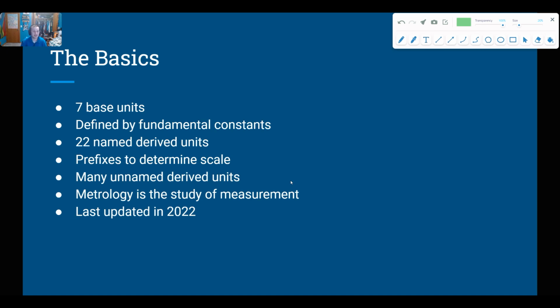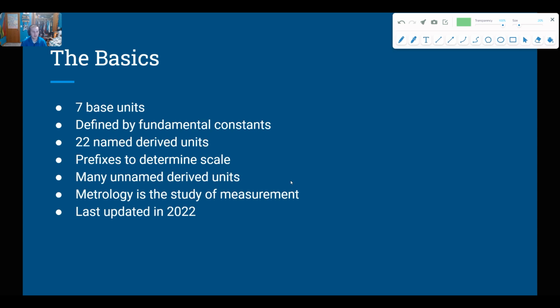So the basics. There are 7 base units. We'll be diving into those base units one by one and looking into how they're defined and why they're defined that way, and look at some past definitions and how they've changed over time. Each of those 7 base units are each defined by a fundamental constant.